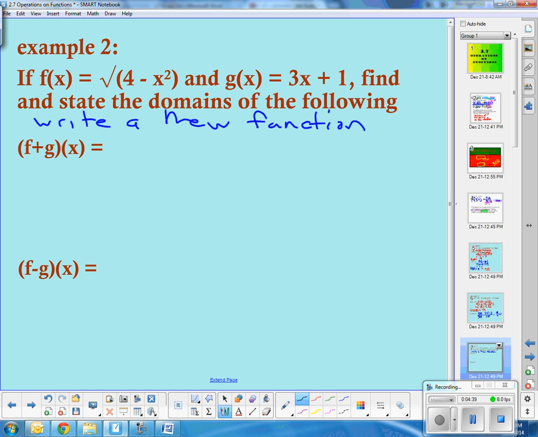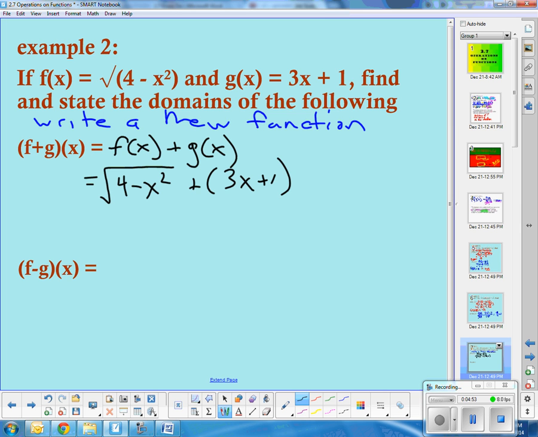So f plus g of x, according to our definition, can be rewritten as f of x plus g of x. F of x is the square root of 4 minus x squared, plus g of x, which is 3x plus 1. Looking at this, I'm just going to do a little cleaning up here. I'm going to make it 3x plus 1 plus the square root of 4 minus x squared. When we handwrite expressions with radicals, we tend to like our additions and subtractions to come first, so there's no ambiguity. But it doesn't look like it can do much simplifying there. So that's just a new function.